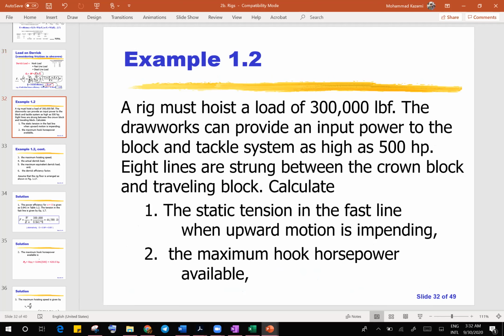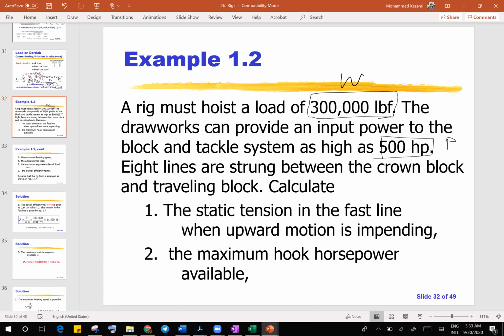All right, so this was the example, right? We had a rig which must hoist a load of 300,000 pound force. The drawbar can provide an input power to the block and tackle system as high as 500 horsepower. 8 lines are strung between the crown block and traveling block. Calculate the static tension in the fast line when upward motion is impending. So this is W, the weight of your system there, and the horsepower is given to you, 500, so that's P, right?